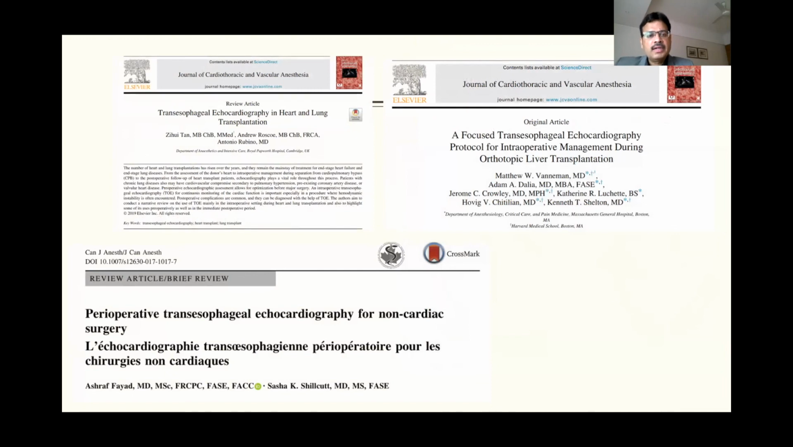These are recommendations for heart and lung transplantation. This is a recommendation for focused management of orthotopic liver transplantation, and guidelines also exist for non-cardiac surgery.